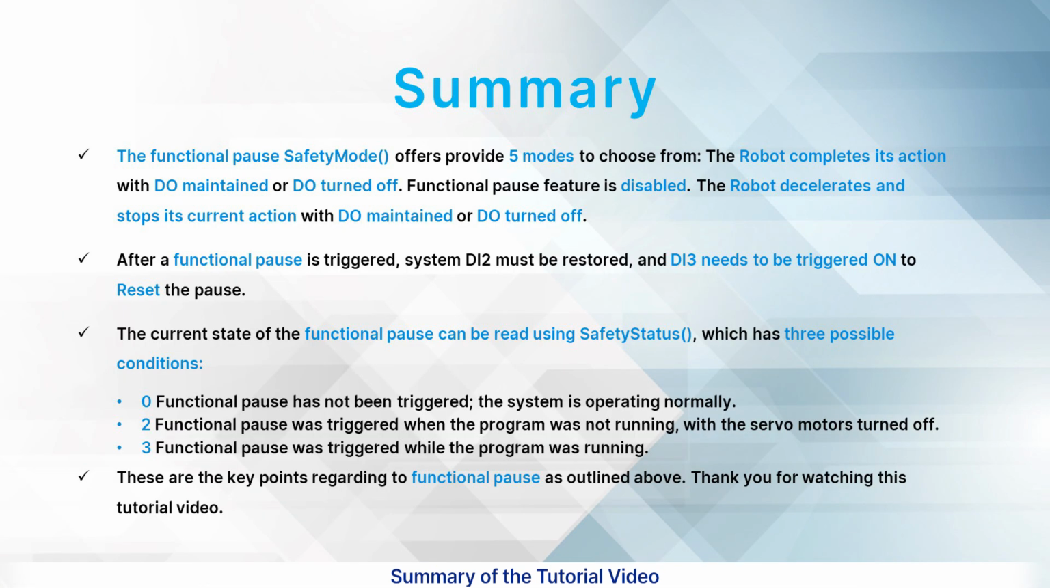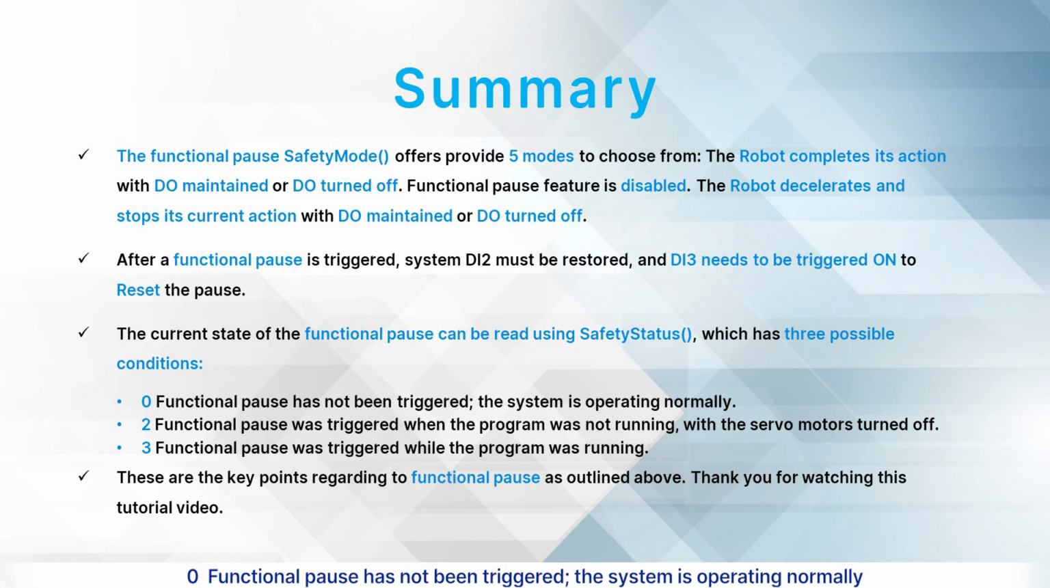Summary of the tutorial video. The functional pulse safety mode offers 5 modes to choose from. The robot completes its action with DO maintained or DO turned off. Functional pulse feature is disabled. The robot decelerates and stops its current action with DO maintained or DO turned off. After a functional pulse is triggered, system DI2 must be restored, and DI3 needs to be triggered on to reset the pulse.